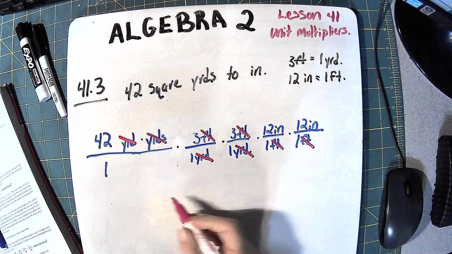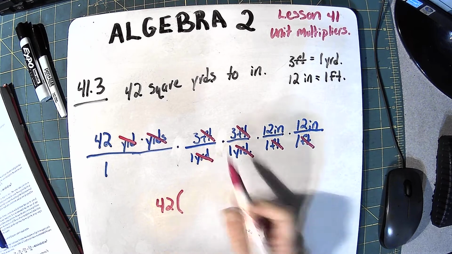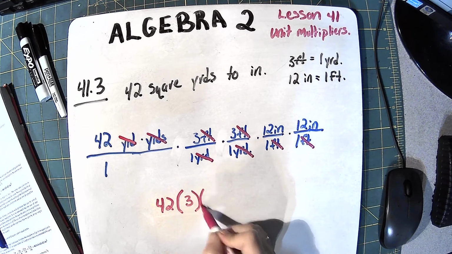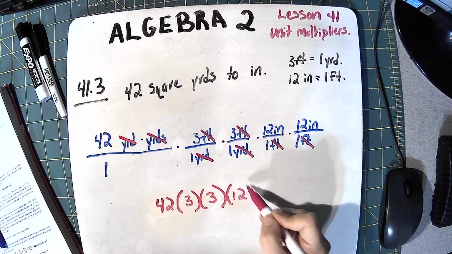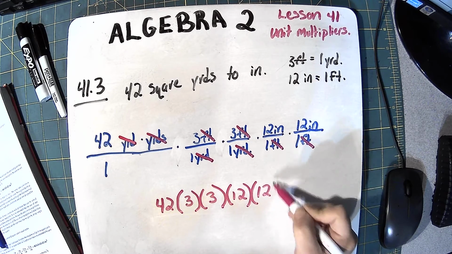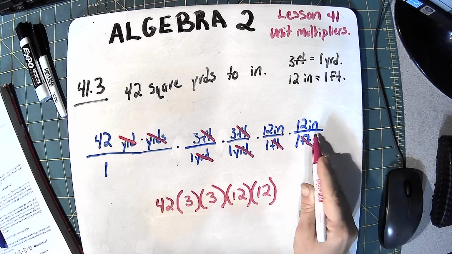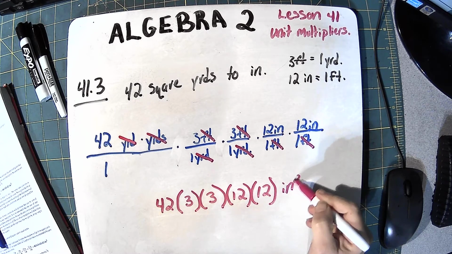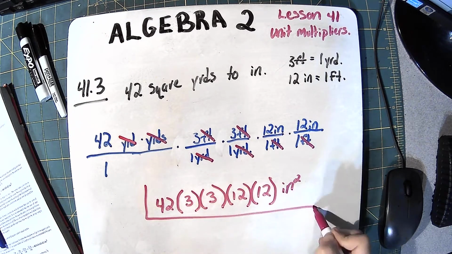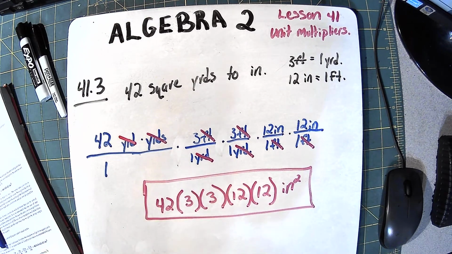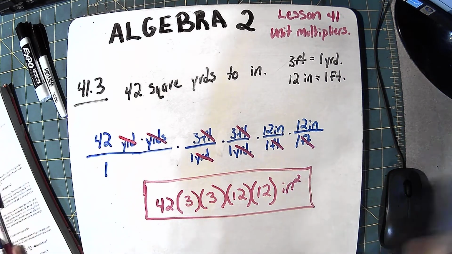So now I just take all my numbers, 42 times 3 times 3 times 12 times 12. And then I have inches times inches, which would be inches squared. And they left it just like this. So that's your answer. They don't even require you to multiply that out. Alright, I think there's one more example.